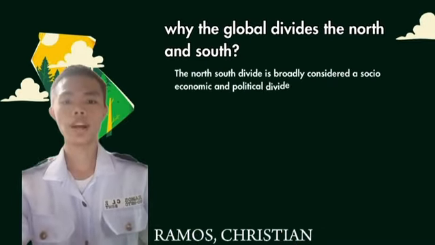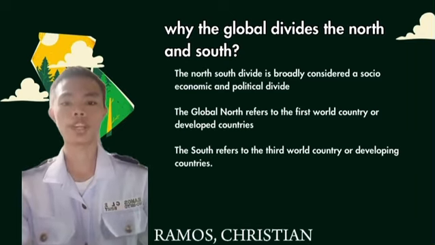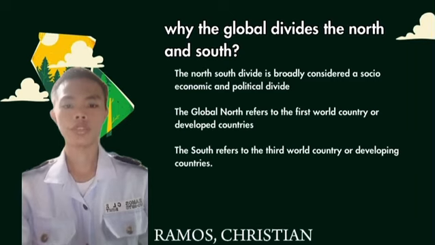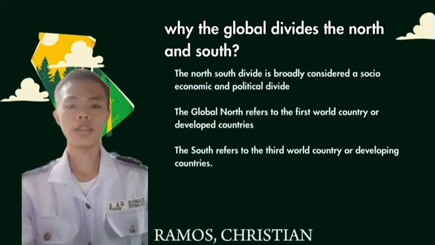The North-South divide is broadly considered a socio-economic and political divide. The global North refers to the first world countries or developed countries. The global South refers to the third world countries or the developing countries. Most of the developed countries are located in the northern hemisphere, like Europe, the United States, and North America, whereas the South are mostly located in the southern hemisphere, like the African countries and Southeast Asian countries, like the Philippines.